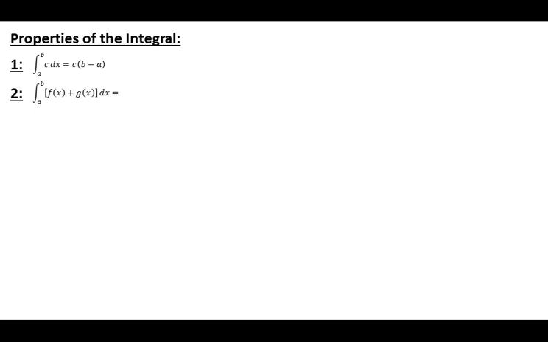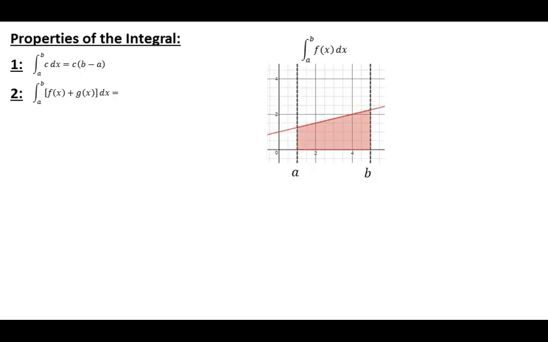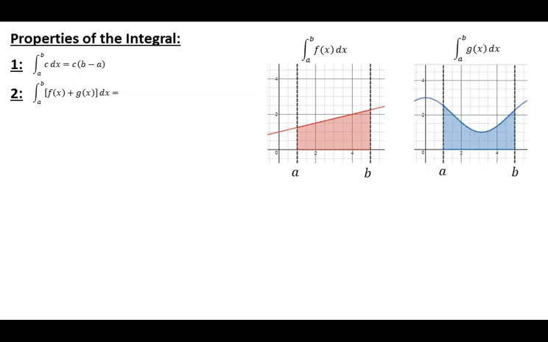Second property is with regards to addition. So if we have two functions f of x and g of x, say this is our integral of f of x from a to b, where f of x is this red line here, and that red shaded area is this integral, or the area under that function between a and b. And then suppose this is our g of x function in the blue, and that shaded region is the integral, or the area under that curve between a and b.